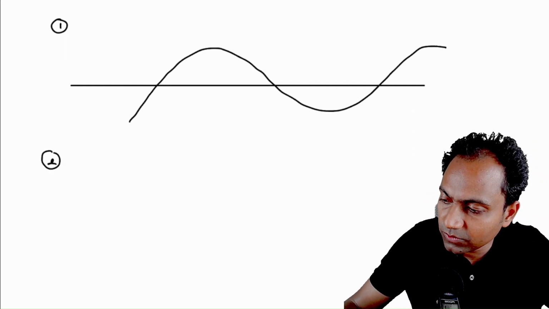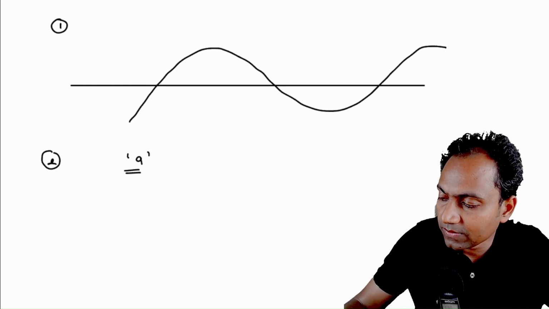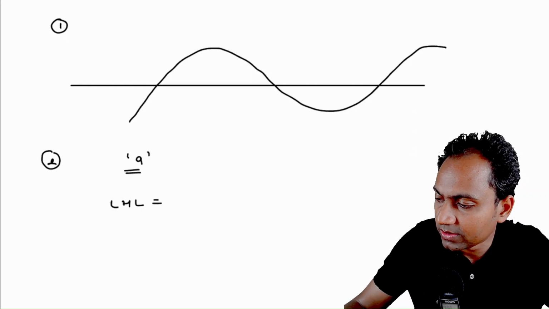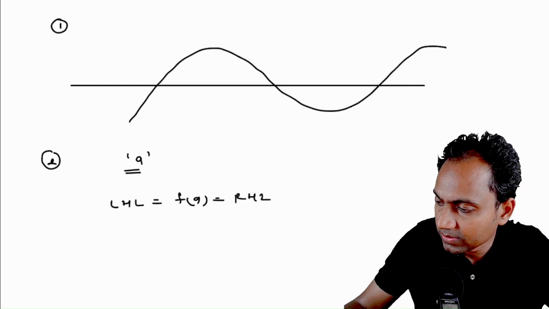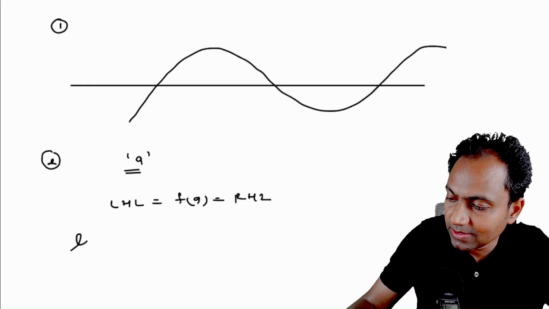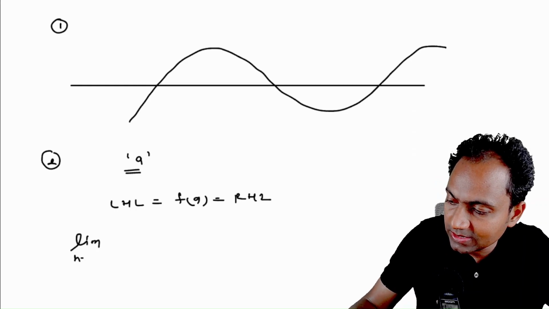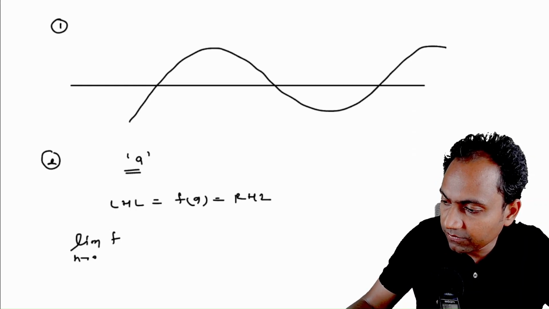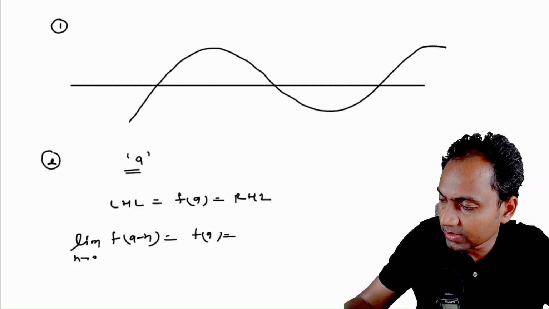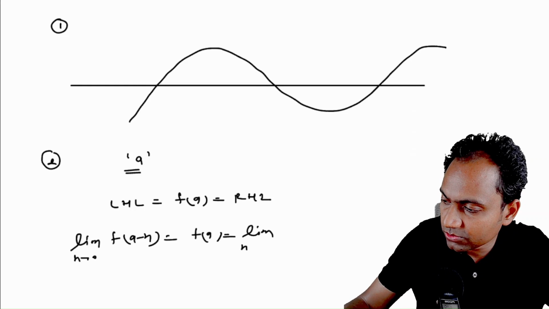So a function would be said to be continuous at a point a if the left hand limit at that point is equal to the value of the function at that point is equal to the right hand limit. Or in other words, we can write it as limit h tends to 0, f of a minus h is equal to f of a is equal to limit h tends to 0, f of a plus h.